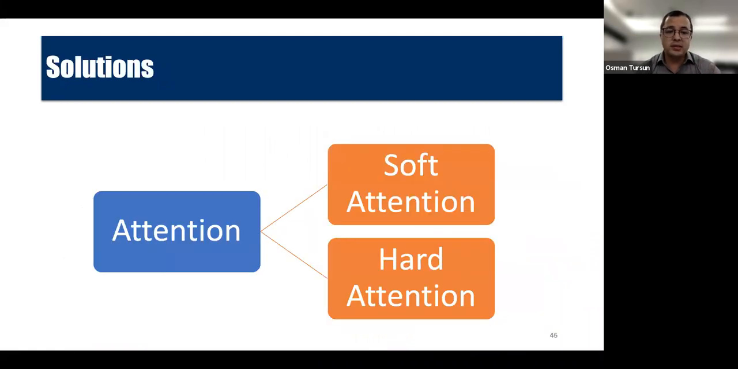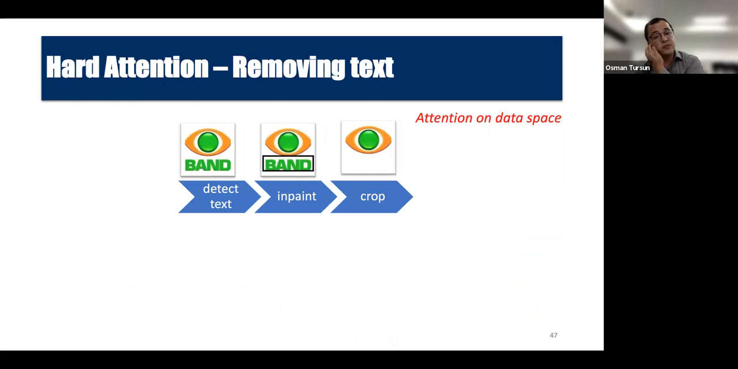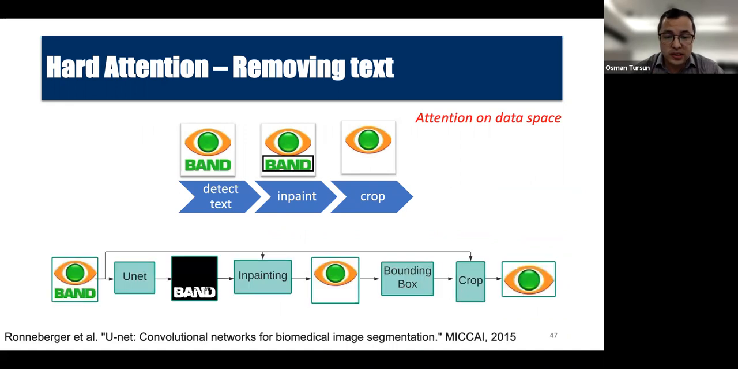To combat this, we propose soft attention and hard attention approaches. Our hard attention approach is a very simple approach. We just remove the text from the original logo and then send it to the neural network. In this case, the neural network will not be confused by the features from the text area.